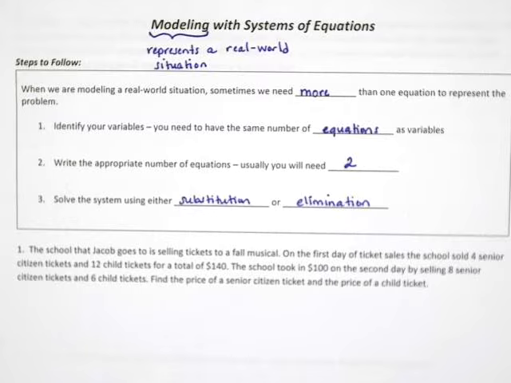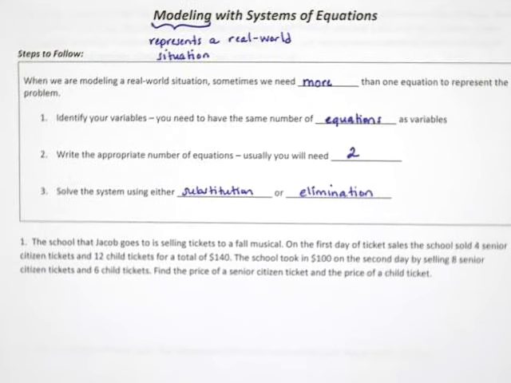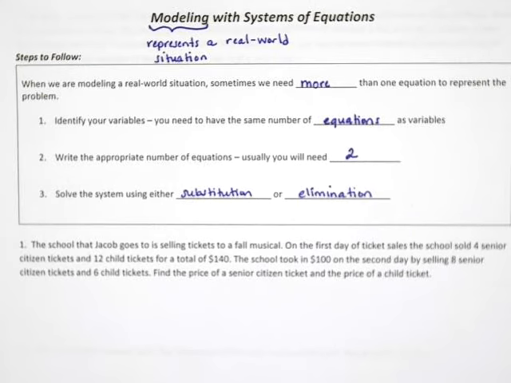So problem number 1 says, the school that Jacob goes to is selling tickets to a fall musical. On the first day of ticket sales, the school sold 4 senior citizen tickets and 12 child tickets for a total of $140. The school took in $100 on the second day by selling 8 senior citizen tickets and 6 child tickets. Find the price of a senior citizen ticket and the price of a child ticket.